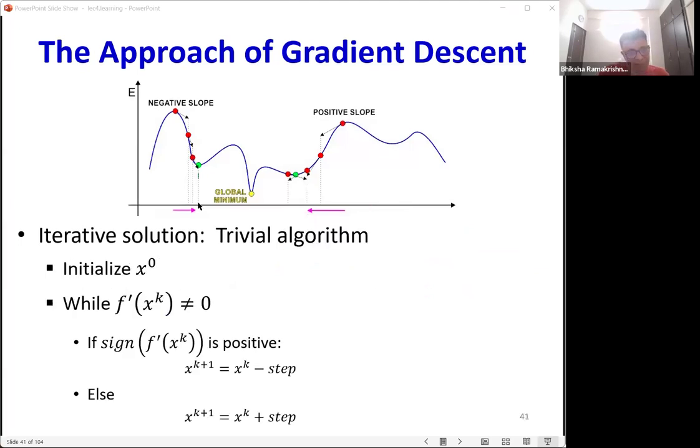So this is what it's going to be. You initialize x0, you check the sign of your derivative. If it's positive, going forward will increase the function, so you take a step back. If the derivative is negative, then it means that increasing x will decrease the function, so you take a step forward. So if the sign of the derivative is positive, xk plus 1 is xk minus step. If it's negative, xk plus 1 is xk plus step.